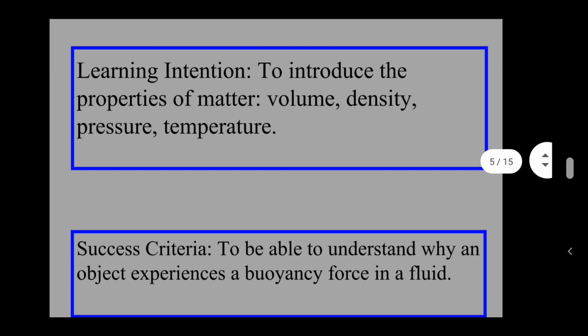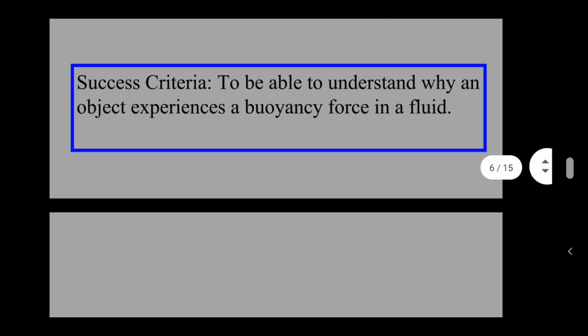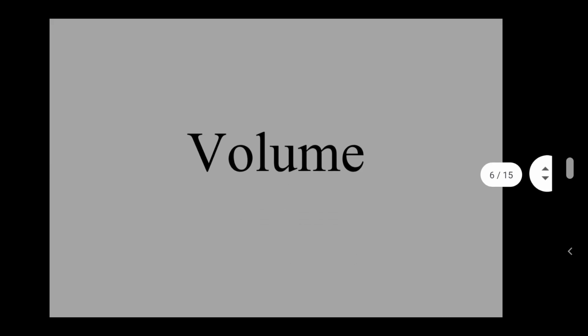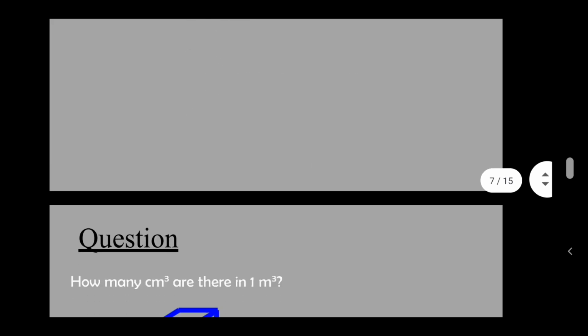What are our learning intentions? To introduce the properties of matter: volume, density, pressure, and temperature. We're going to be doing temperature and volume today. We talked about pressure and density last week. And we're going to be able to understand why an object experiences buoyancy. We're not really going to be doing that today because we're looking a little bit beyond that. The first thing we need to look at is volume.